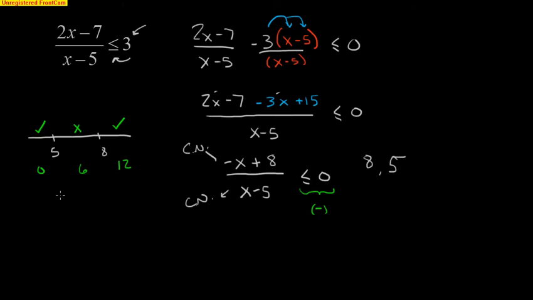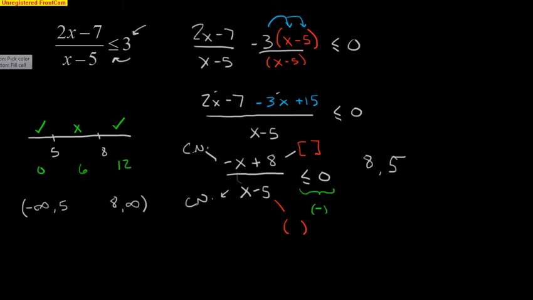Okay, so I know my interval is going to go from negative infinity to 5 and from 8 to infinity, and I know infinity is always going to have parentheses. Now, when you have a rational function, the top number, we can use brackets because we are allowed to include it. The bottom one, we have to use parentheses because we're not allowed to include it, because you're not allowed to have 0 on the bottom.